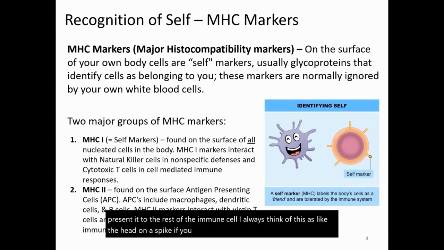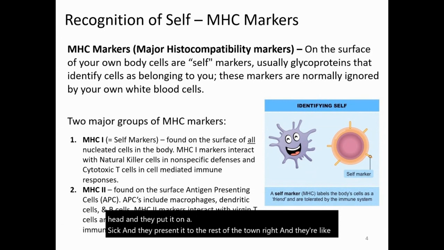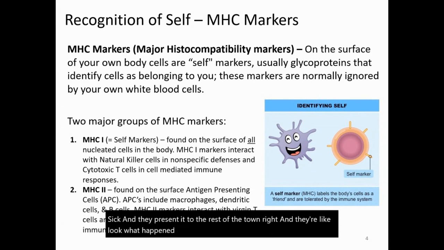If you've watched Game of Thrones or Reign, or any kind of medieval show, right? When they find an intruder or somebody that they consider like betrayal, they cut off their head and they put it on a stick and they present it to the rest of the town, right? And they're like, look what happened here. And so that's what these antigen presenting cells are doing.